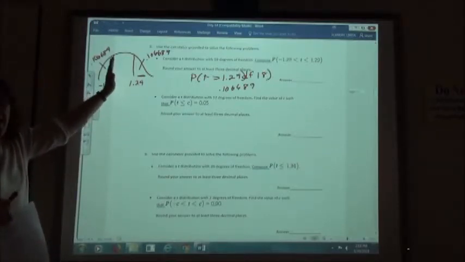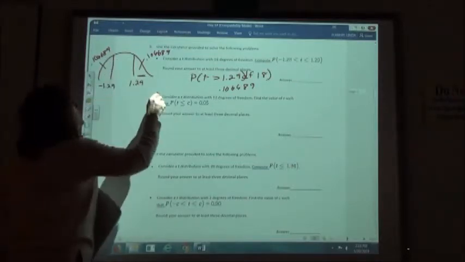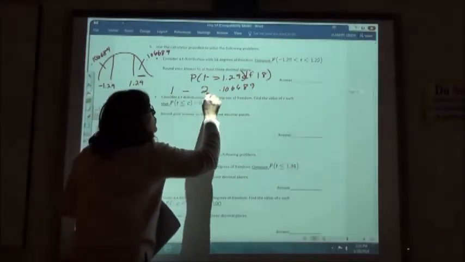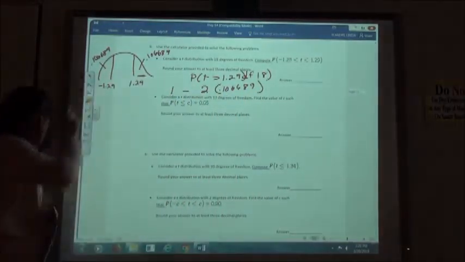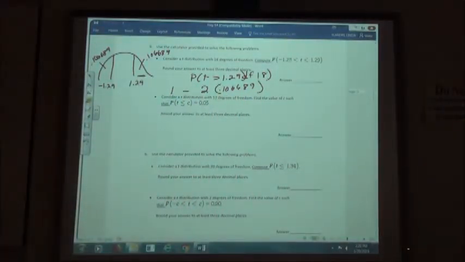So we're going to take 1 minus 2 times that value because we have that on both ends, right? To find the area in the middle. And then this one we can round off to 3 decimal places since we're at the end. 787.